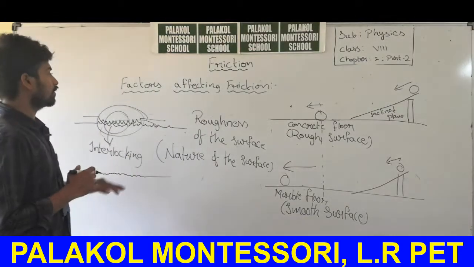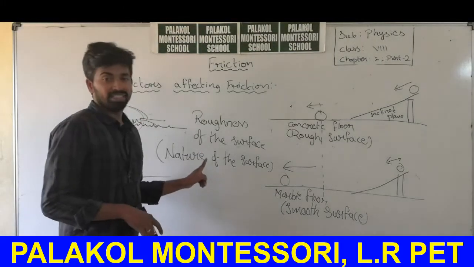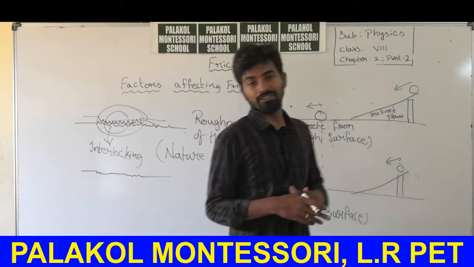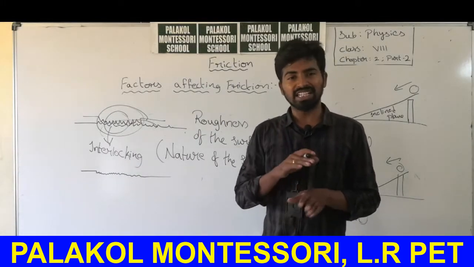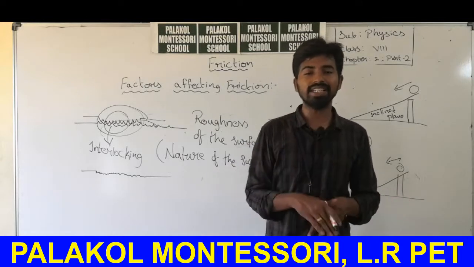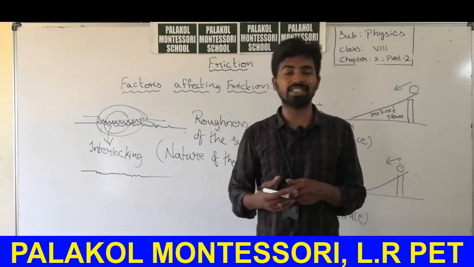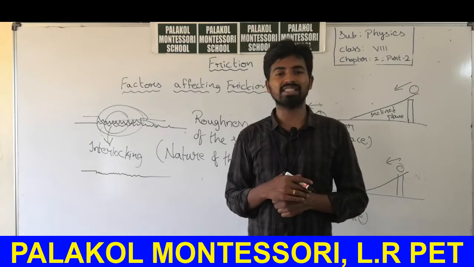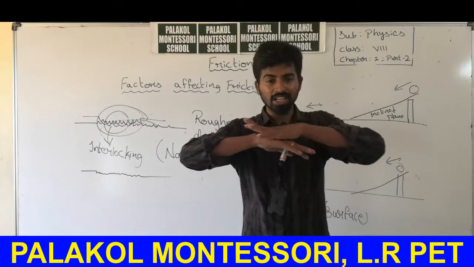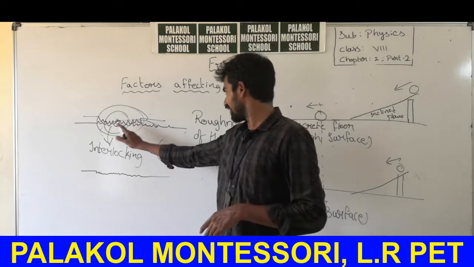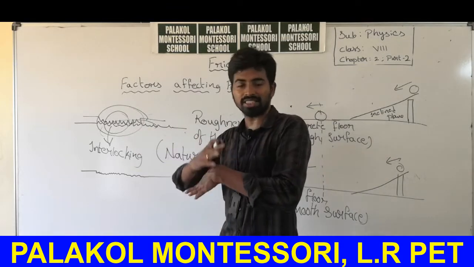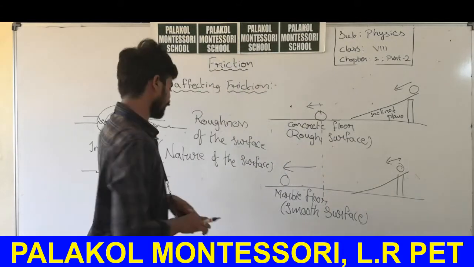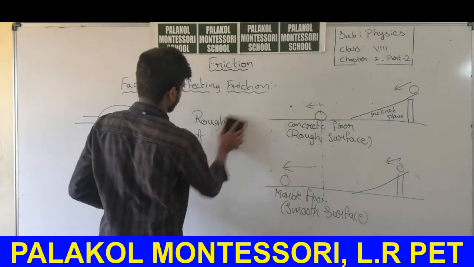What is the first affecting factor? The factor affecting friction is the nature of the surface. If it is a rough surface, it offers more friction. If it is a smooth surface, it offers less friction. Why do surfaces offer friction? Because of the irregularities present on the surface. The irregularities of the two surfaces interlock and fit into each other. This offers some opposing force. This is the reason behind the friction between two surfaces.